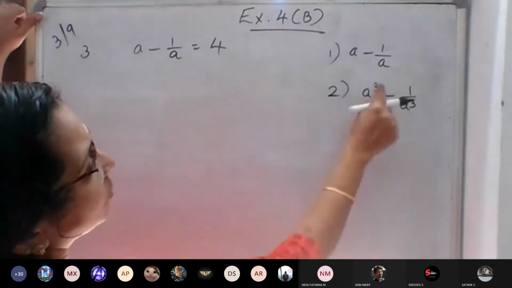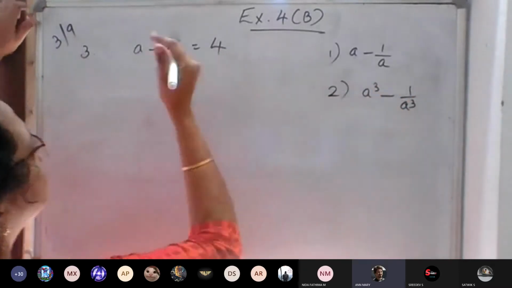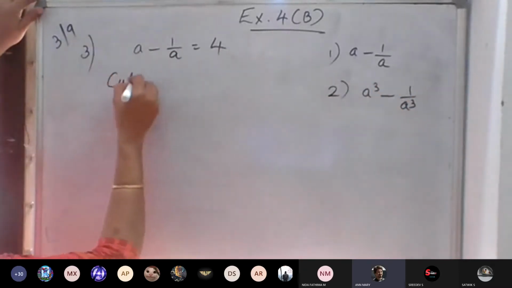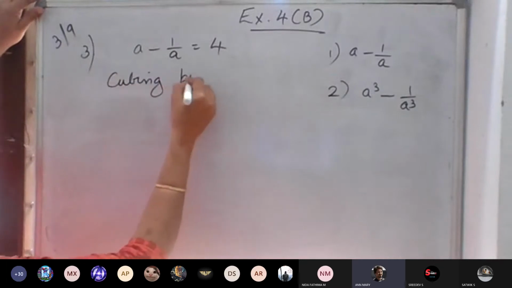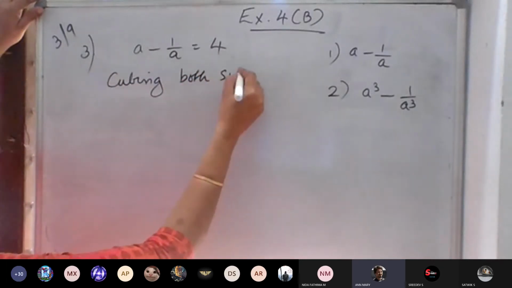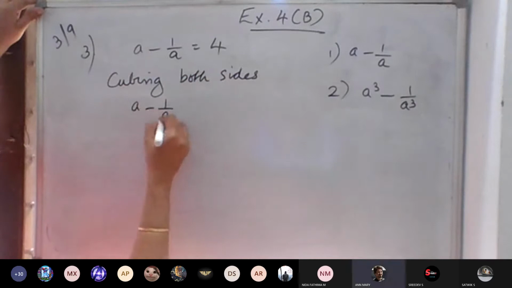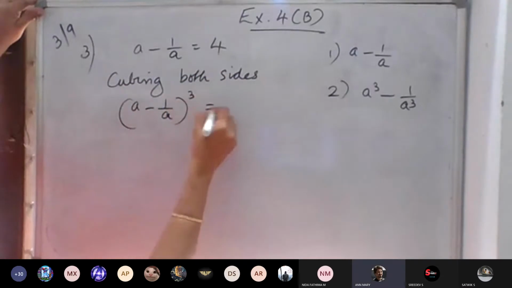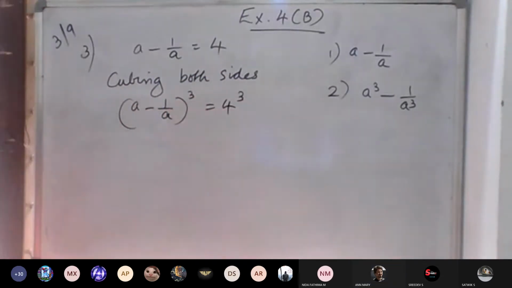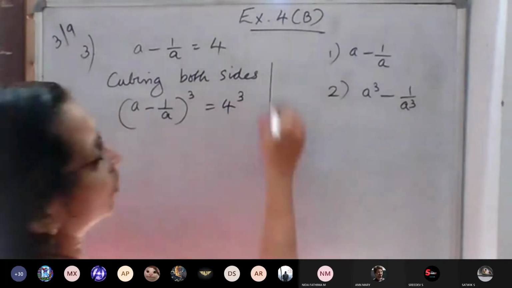Cube. Whenever you see this cube, we should cube A minus 1 by A. Cubing both sides, what will happen? A minus 1 by A the whole cube is equal to 4 cube. So this is in the form of what?